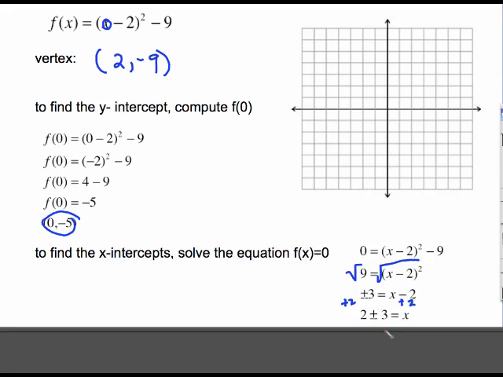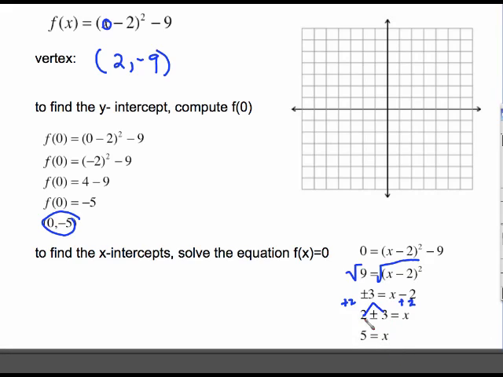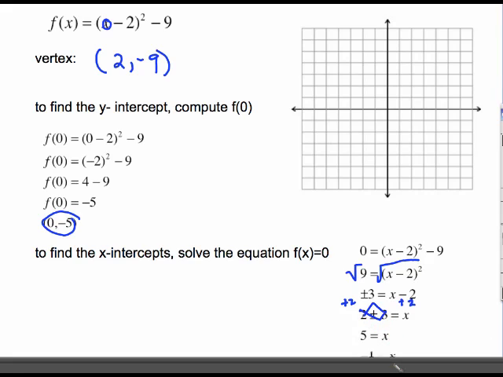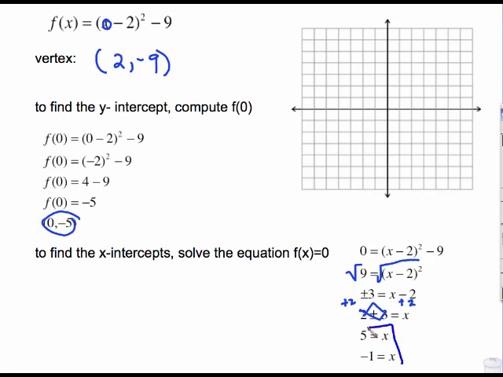And then do what I call the high road and the low road. The high road would be 2 plus 3, which is 5. The low road would be 2 minus 3, which is negative 1. These are our x-intercepts. This is enough information to be able to graph the parabola.